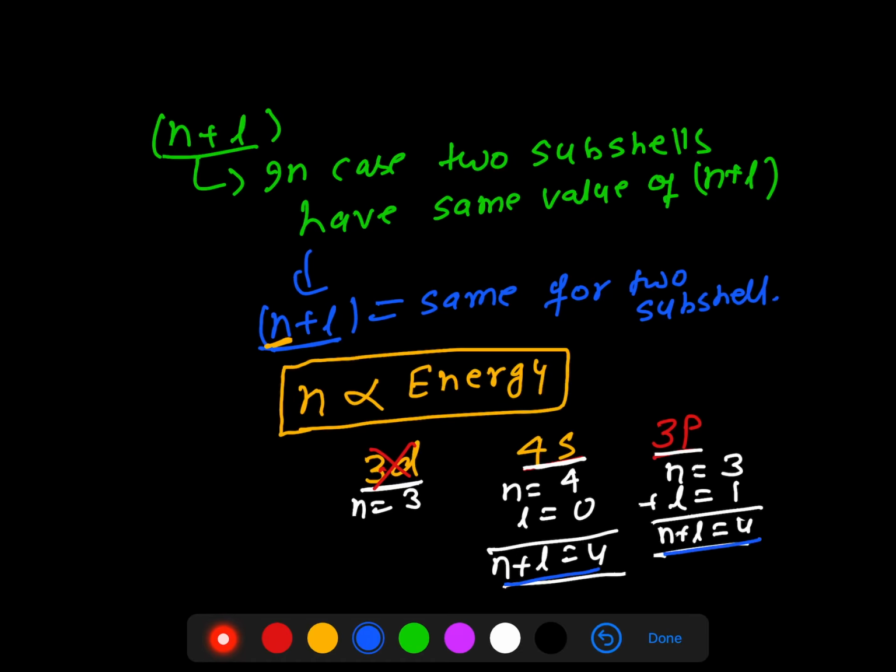In such cases, we'll decide the energy based on the value of n. The one which has the higher value of n will have the higher energy. In these two cases, 4s has the higher value of n. That is why the energy of 4s will be greater than the energy of 3p. So obviously you will fill 3p first, and only then will you fill 4s.